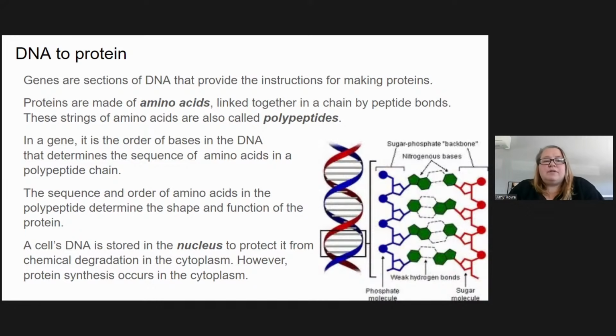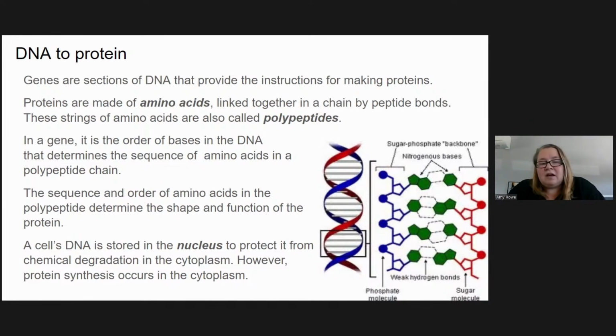All right, so we know that proteins are made of chains of amino acids, so they're linked together by peptide bonds. So when we have that big long string of amino acids, we call it a polypeptide. Now, the sequence for that polypeptide is determined by the base sequence on our DNA molecule, on our gene. So in our gene, it's the order of those bases in the DNA that determines the sequence of the amino acids in that polypeptide chain.